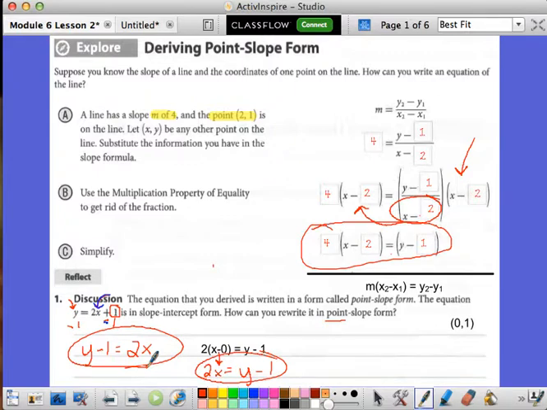Okay? So you have to be able to look at the y-intercept and say, I know that this is 0, 1 as a point, and so I can plug that point into here and get my equation.